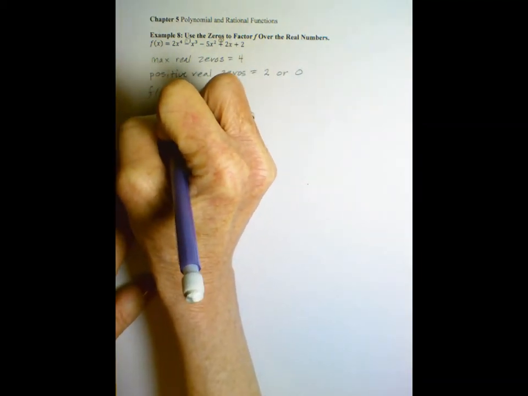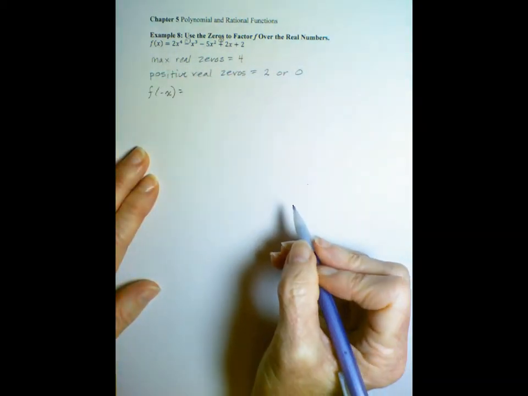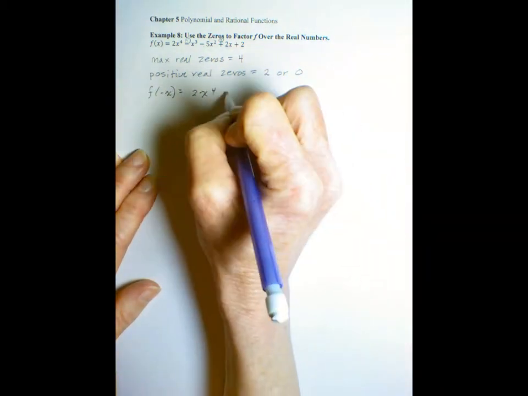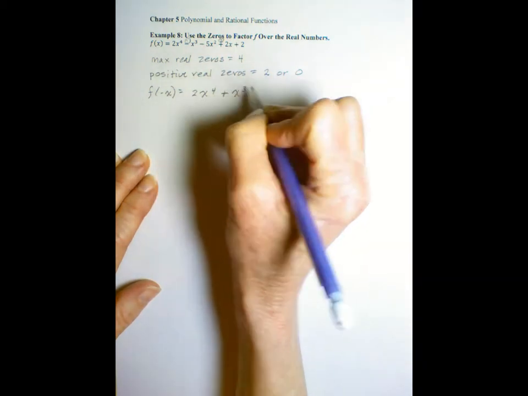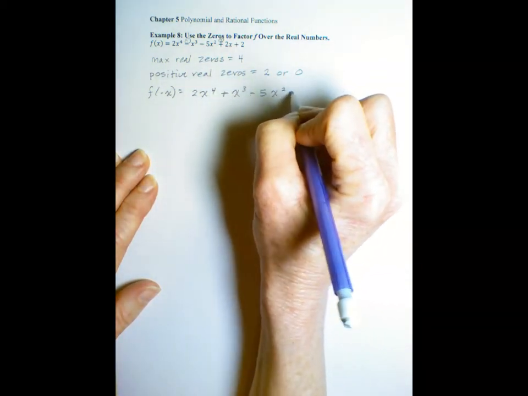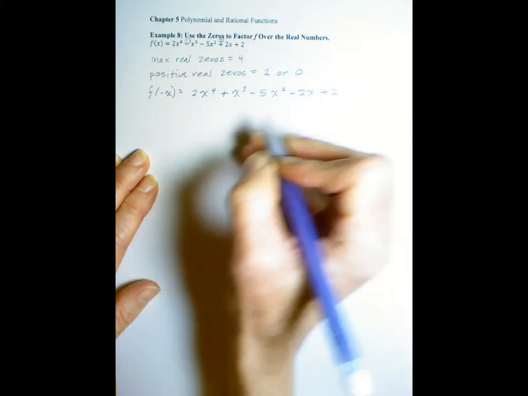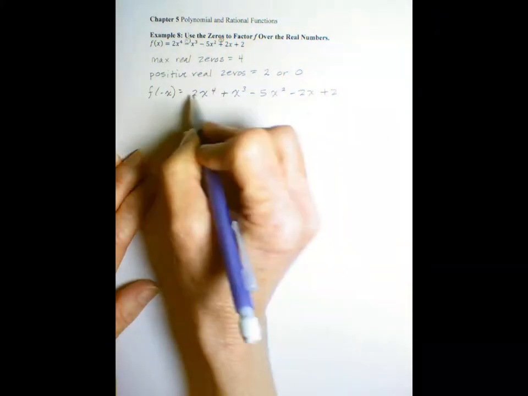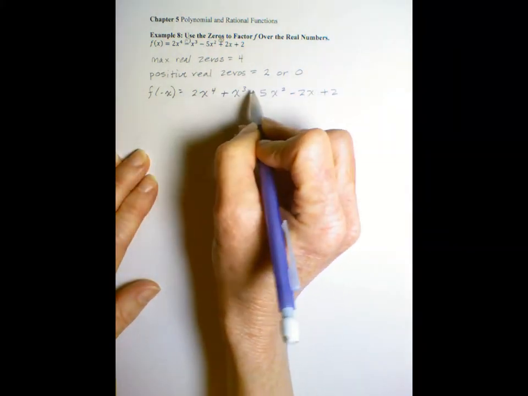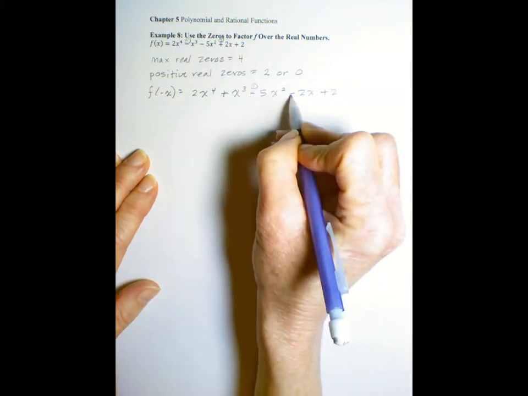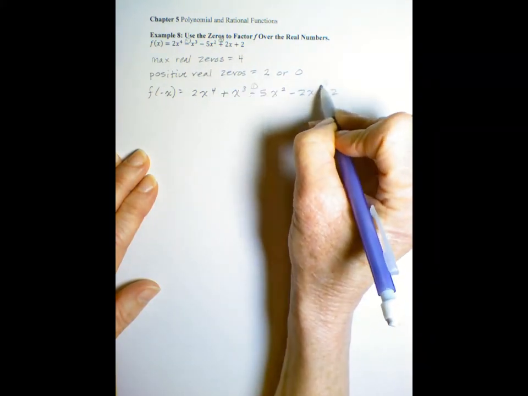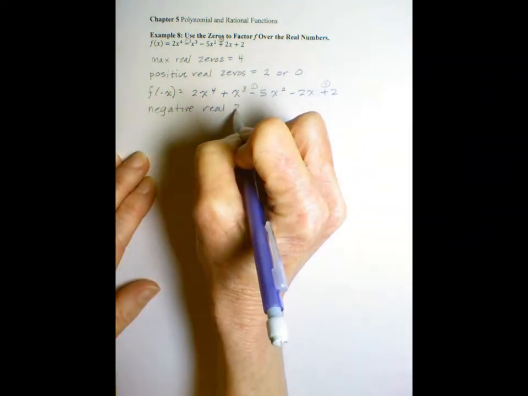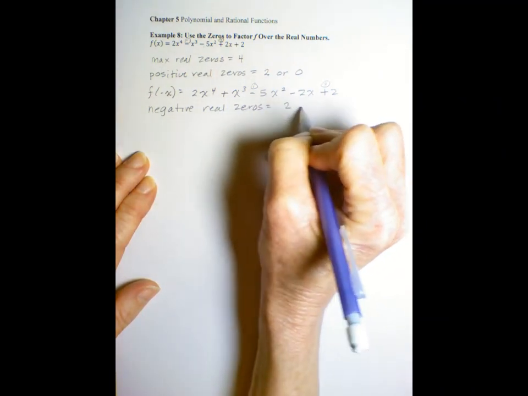Substitute in negative x, which changes the sign on all the terms that have an odd power for x. So 2x to the fourth, negative x third changes to positive x to the third, minus 5x squared, minus 2x plus 2. The only ones that changed sign were the x to the third and the x to the first. Count the sign changes. Positive to positive, no change. Positive to negative, 1 change. Negative to negative, no change. Negative to positive, there's another. So the negative real zeros is also 2 or 0.